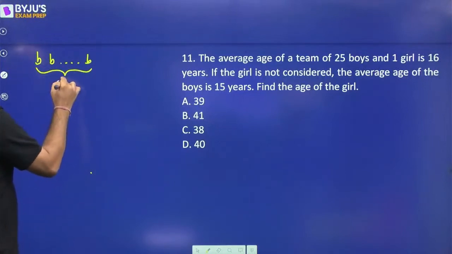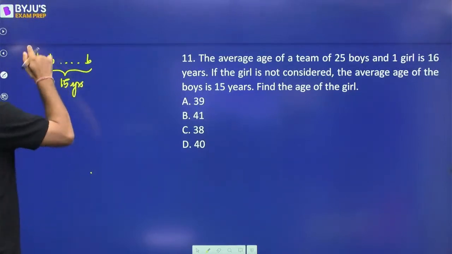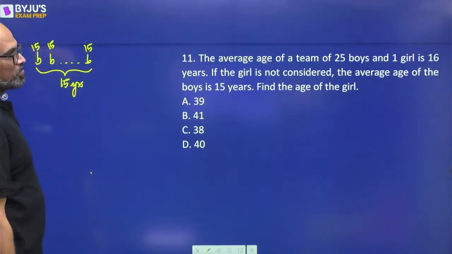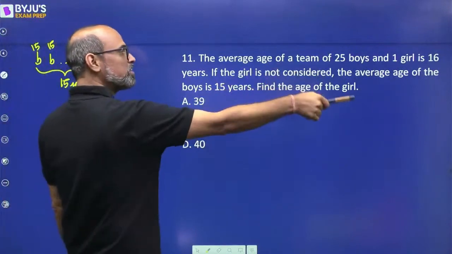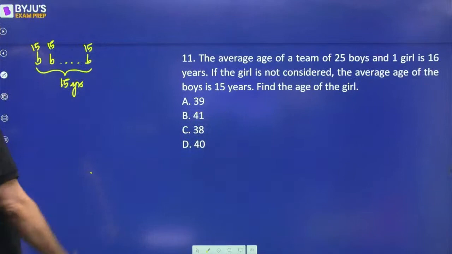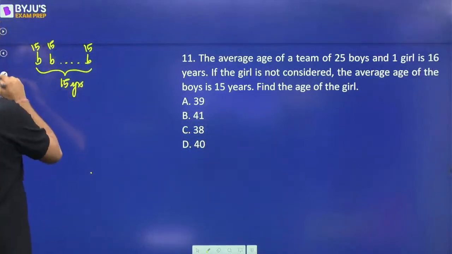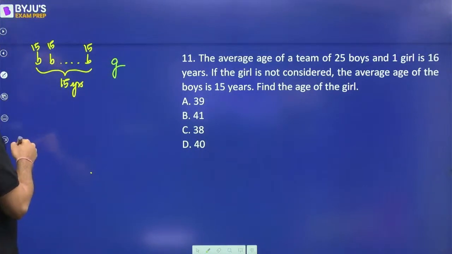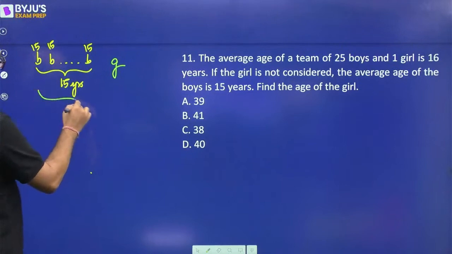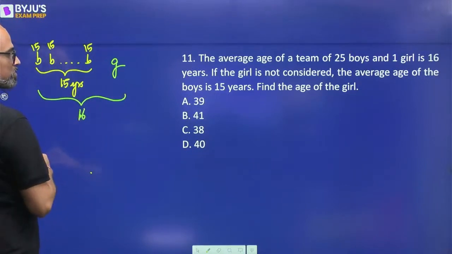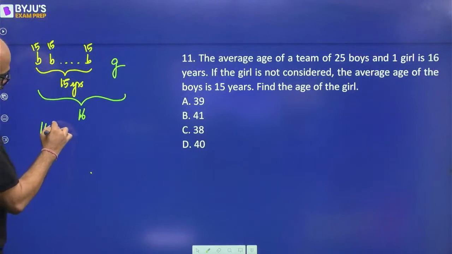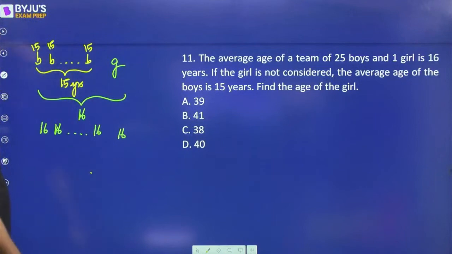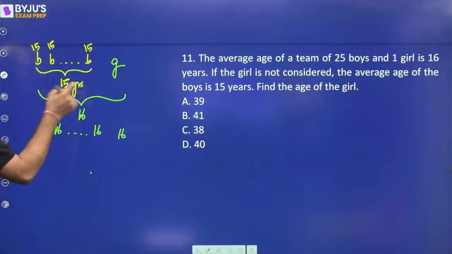वो 15 years का. हर बंदा जो है 15-15 साल का है. ठीक है. How do we know? It is given that if the girl is not considered, the average age of the boys is 15 years. And what if the girl is considered? If the girl is considered, then the average age is 16 years. मतलब हर किसी की उम्र जो है वो 16-16 साल की हो जाएगी. Right? And there are 25 boys.